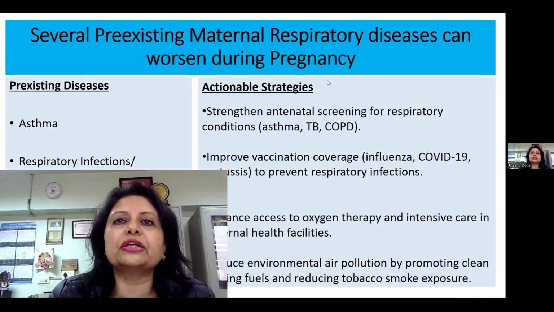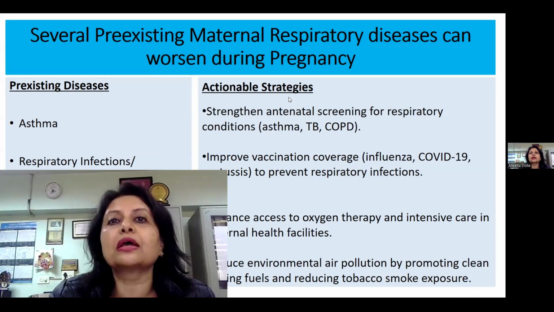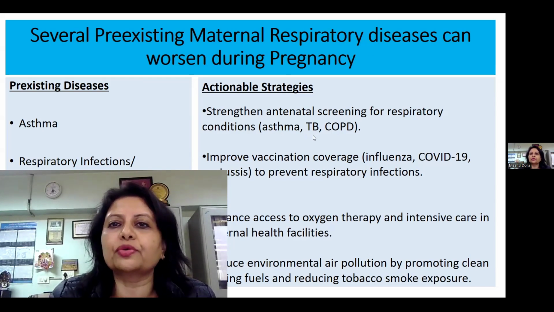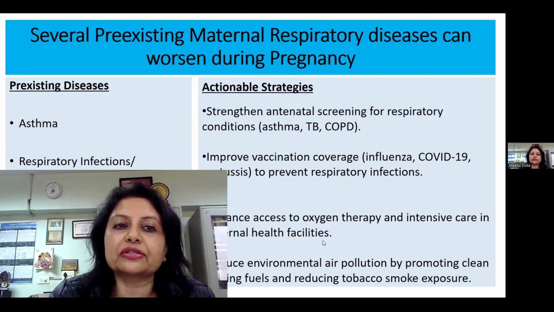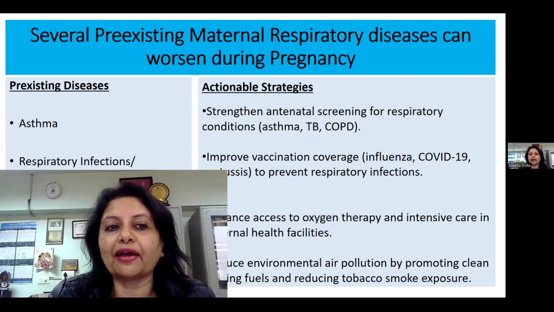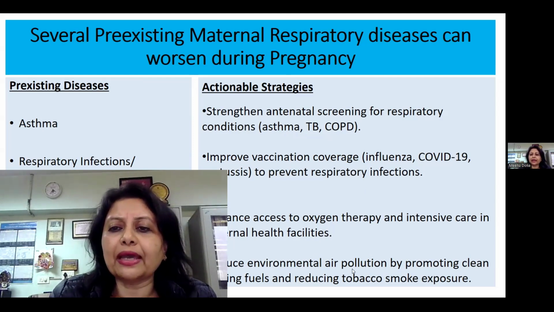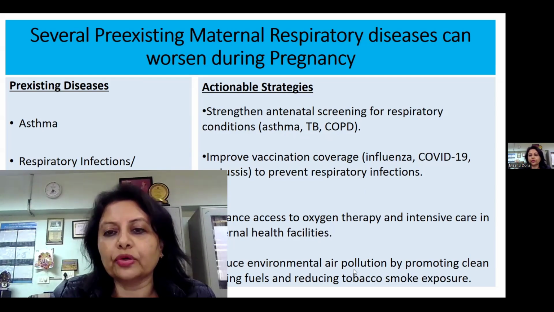Some actionable strategies for these pre-existing maternal diseases include their early identification by strengthening the antenatal screening for respiratory conditions such as asthma, tuberculosis, COPD; improving vaccination coverage for influenza, COVID-19, pertussis to prevent respiratory infections; enhancing access to oxygen therapy and intensive care in maternal health facilities, especially in cases suspected to have interstitial lung diseases or diffuse parenchymal lung diseases; and finally, to reduce environmental air pollution by promoting clean cooking fuels and reducing tobacco smoke exposure.